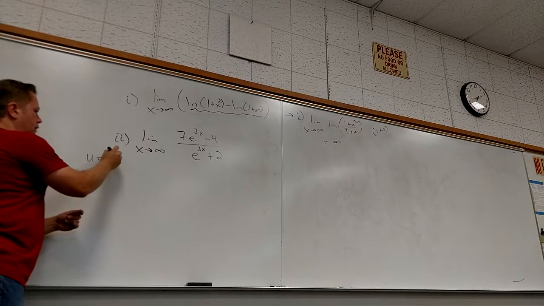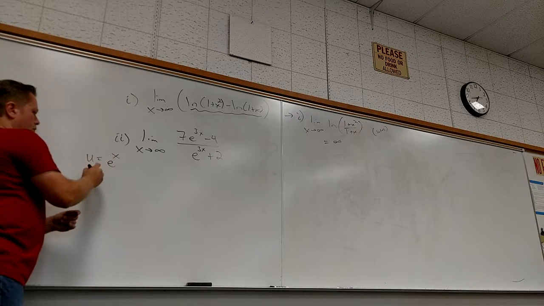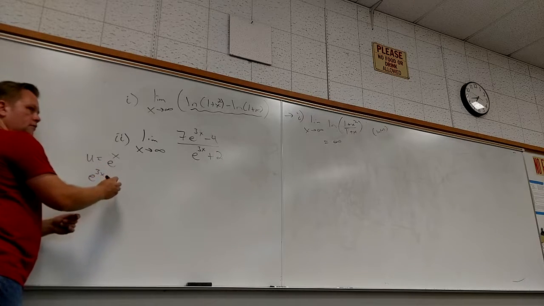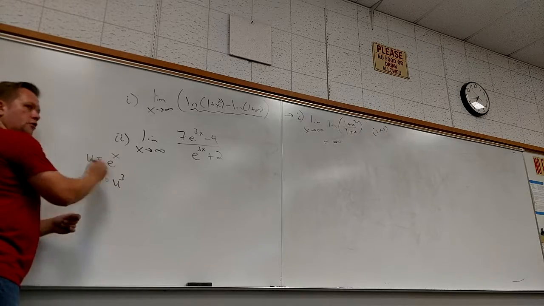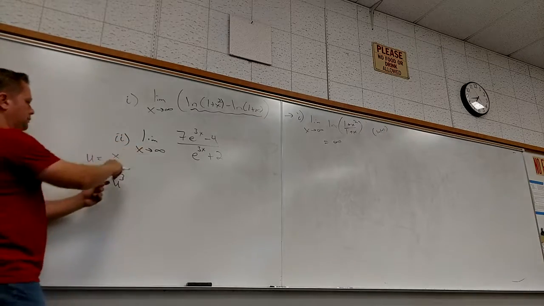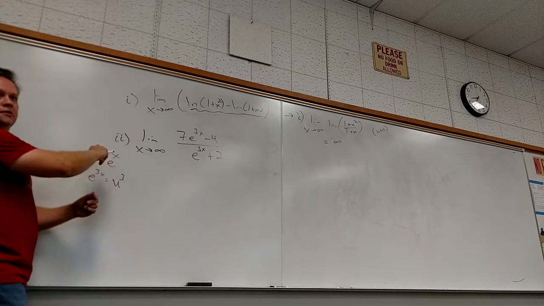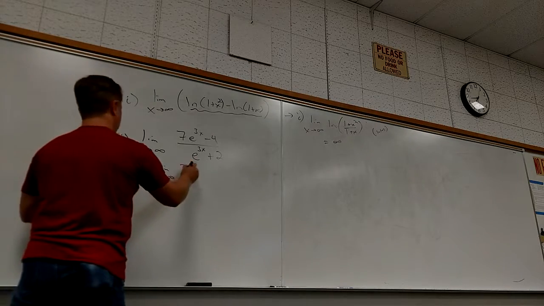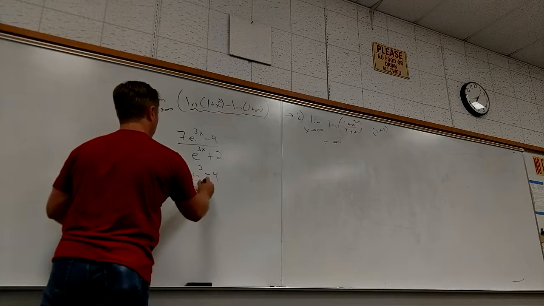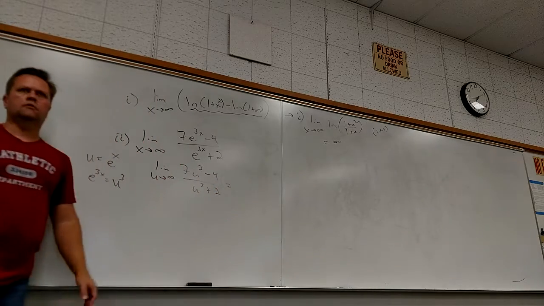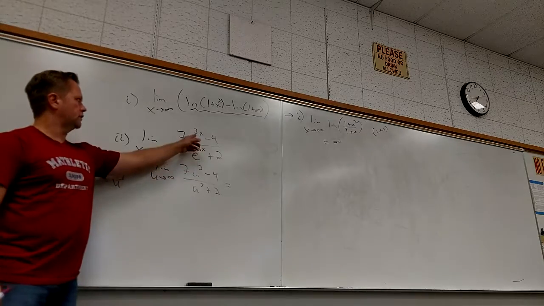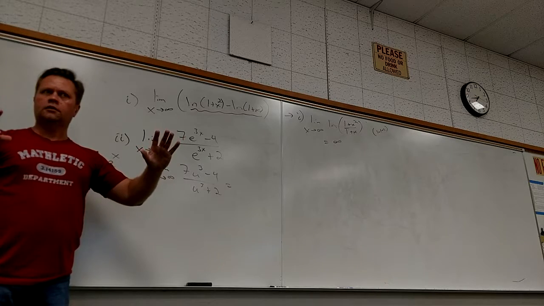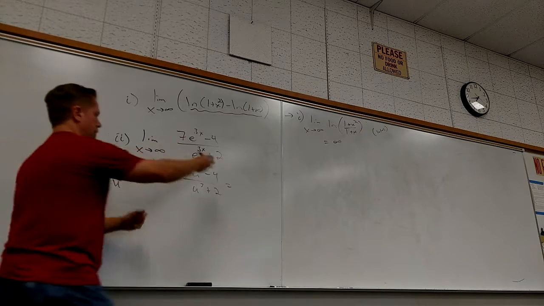If you let u be e to the x, what is e to the 3x equal to then? U to the third. And what happens when x gets really big? What happens to e to the x? It also gets really big. So I could rewrite this as the limit as u goes to infinity of (7u cubed minus 4) over (u cubed plus 2). Now that's easy. And now you see why you don't really have to do this, because aren't these the same degree? So this is a leading coefficient ratio, so what do you get? 7.